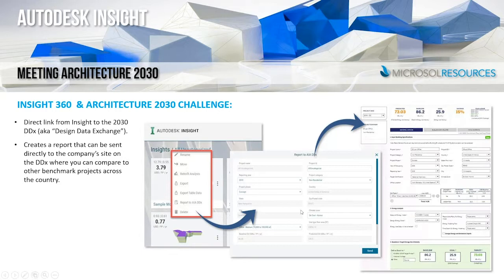And then you can notice that you'll have an option to easily edit some of the input from the dropdowns prior to hitting send. And then as soon as you hit send, you're taken into the AIA DDX report page, where you can start to see all of the information that would be available in that report.